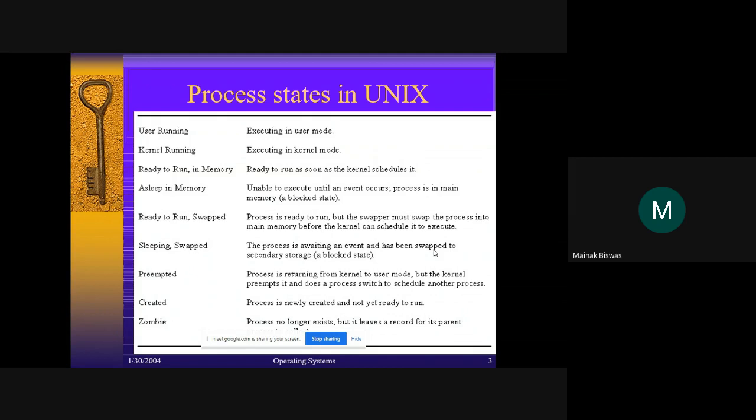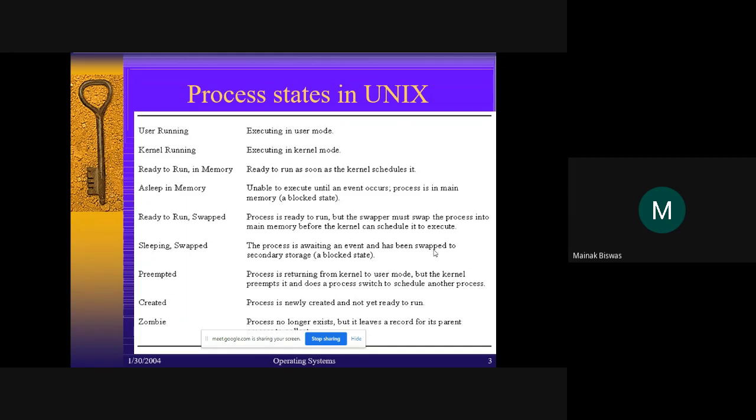So the process is returning from the kernel to user mode. It wants to execute something in memory, but the kernel preempts it. It takes the process away from the processor and schedules another process instead. So the process is transferred from kernel to user mode, but it is preempted.